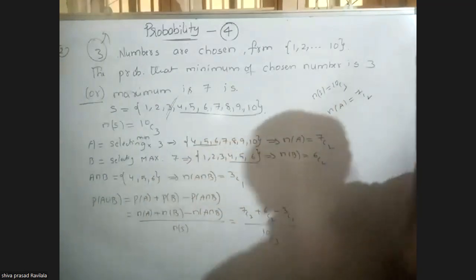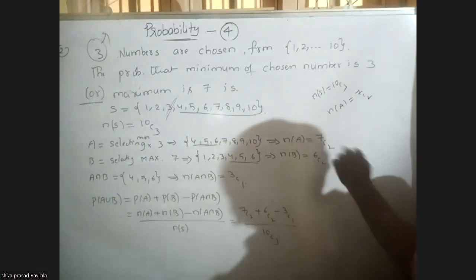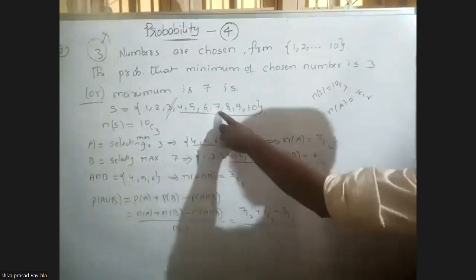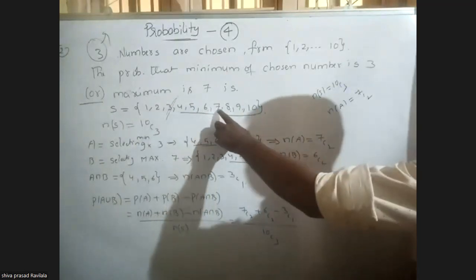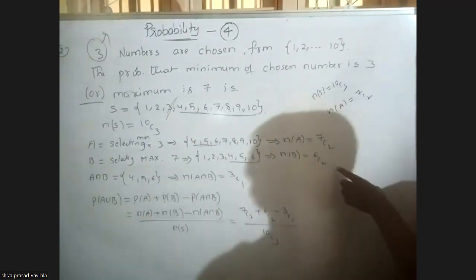Because already I selected one number that is equal to 3, because of that reason N of A is equal to 7C2. Again, same condition: maximum is 7. This one is equal to 7. Remaining numbers 1, 2, up to 6. In this also, already 7 is selected. 7 is selected means remaining 2 out of these 6, in 6C2 ways.